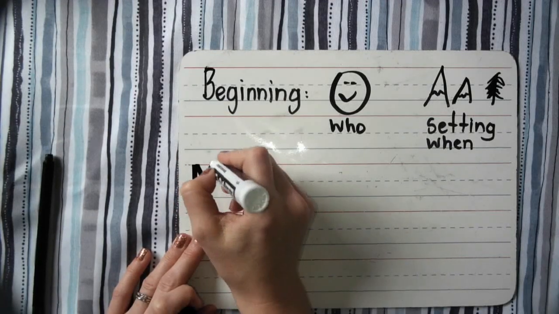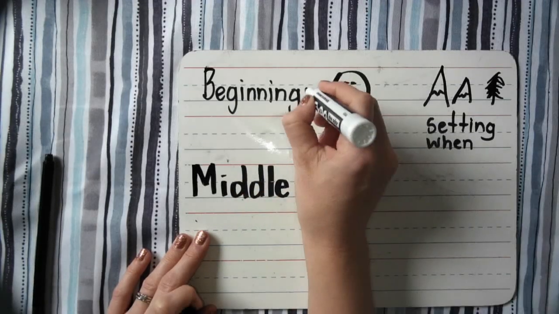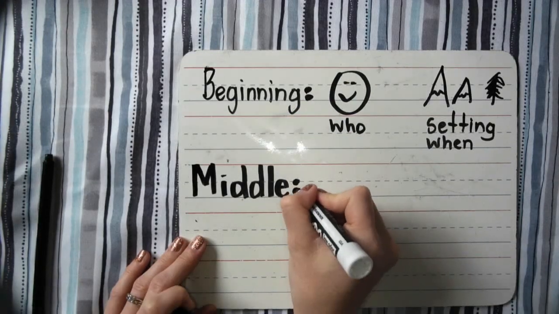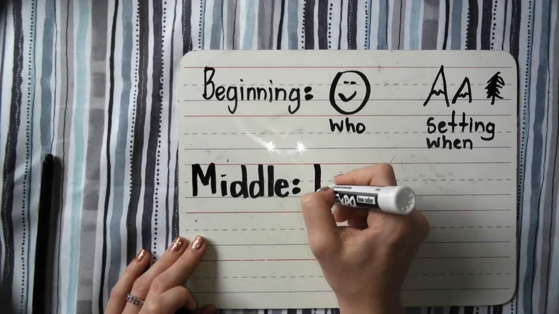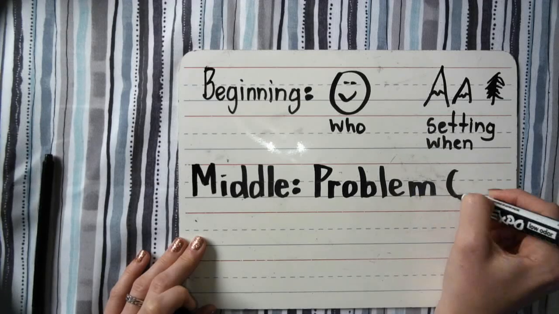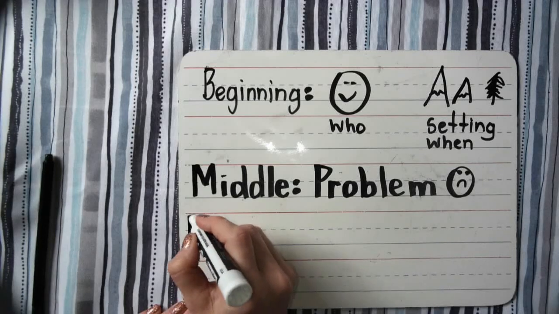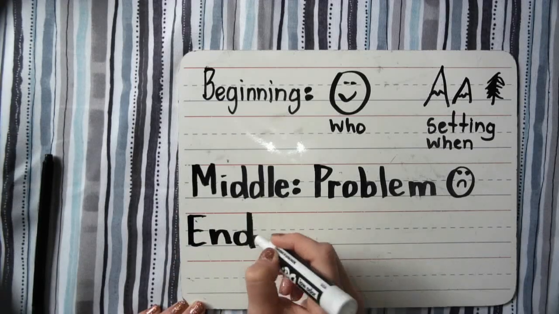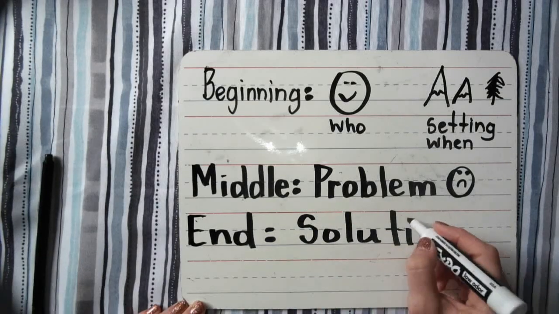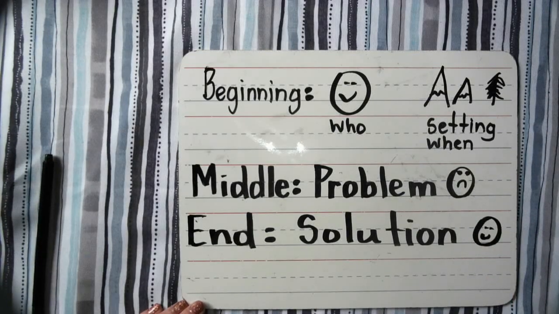The middle is really when we develop the problem in the story, or what the character wants. Every story usually has some kind of a problem or a mission that is difficult to achieve, a quest. So there's usually a problem that's introduced in the middle of the story. And I'm going to do a sad face for that. A problem. And at the end, usually we resolve the problem. So there's something called a solution. And things turn out usually correct or right again.